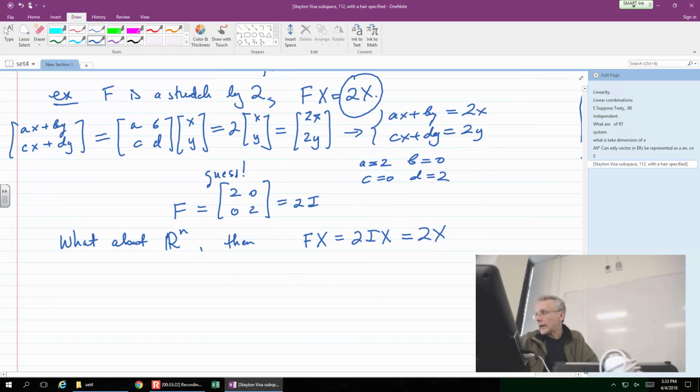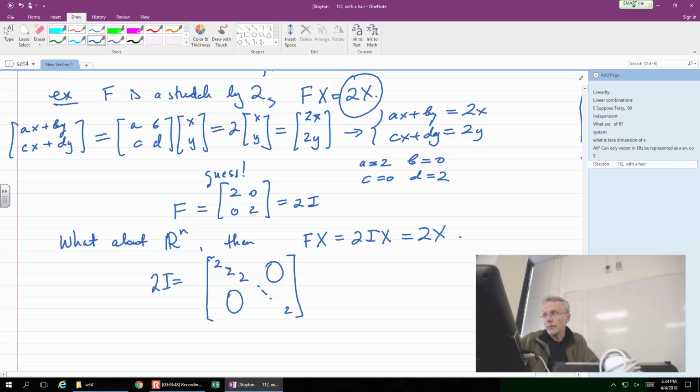I guess it's still worthwhile to see what the matrix looks like. Twice the identity matrix, 2I. What does it look like? The identity matrix has ones on the diagonal, and the rest are zeros. When you multiply by 2, you multiply everything by 2, so the diagonal is made of 2's, and we have zeros elsewhere. Okay? So this was a little bit more than necessary.